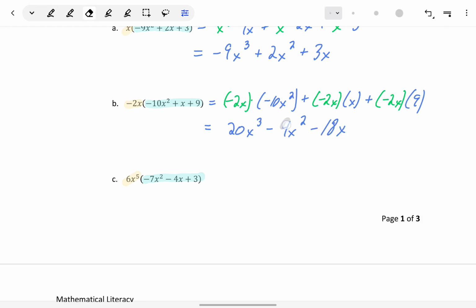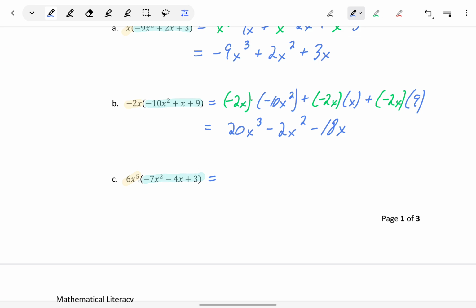I'm sorry, let me go back. That should be just minus 2x squared in that middle term. Now we can write out this work as we're doing here, or once we get more comfortable with this, we can start to do this in fewer steps, though especially as you're early on with this content, it's a good idea to write that out, show that work along the way.